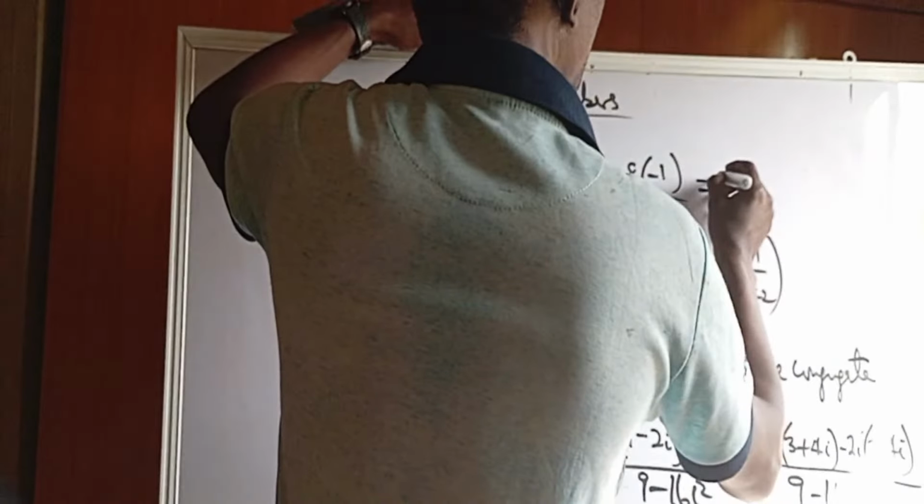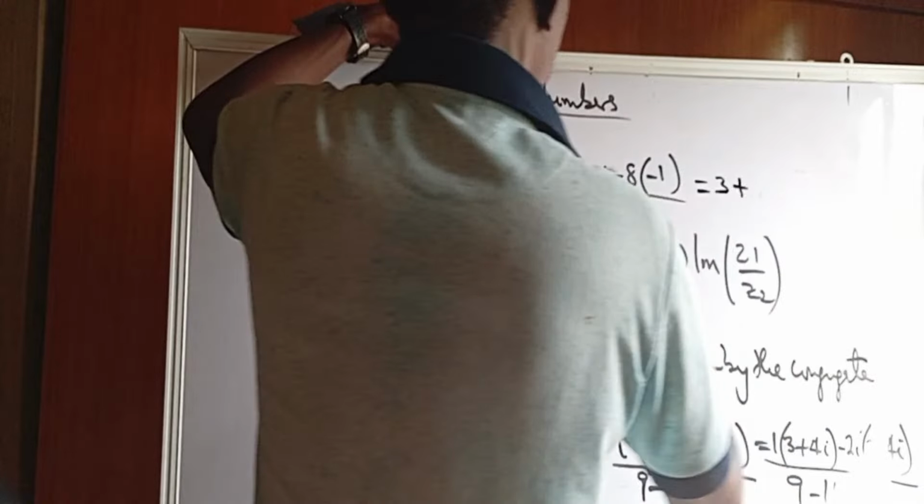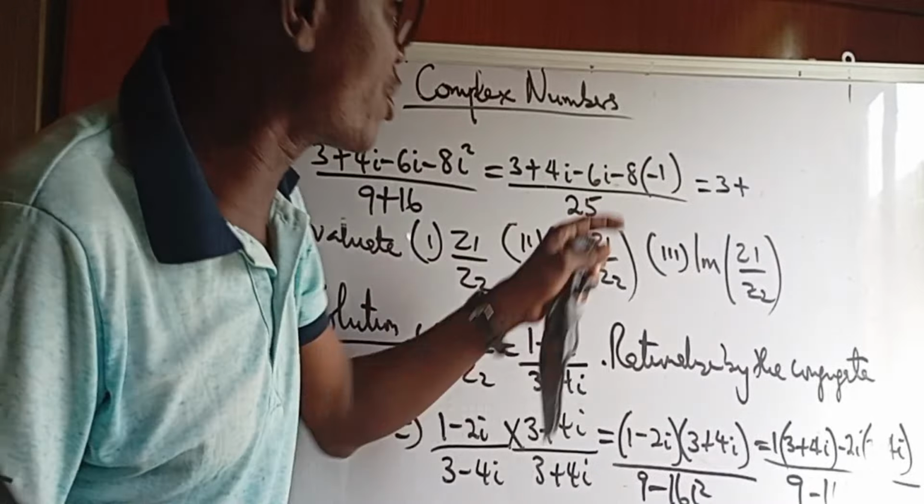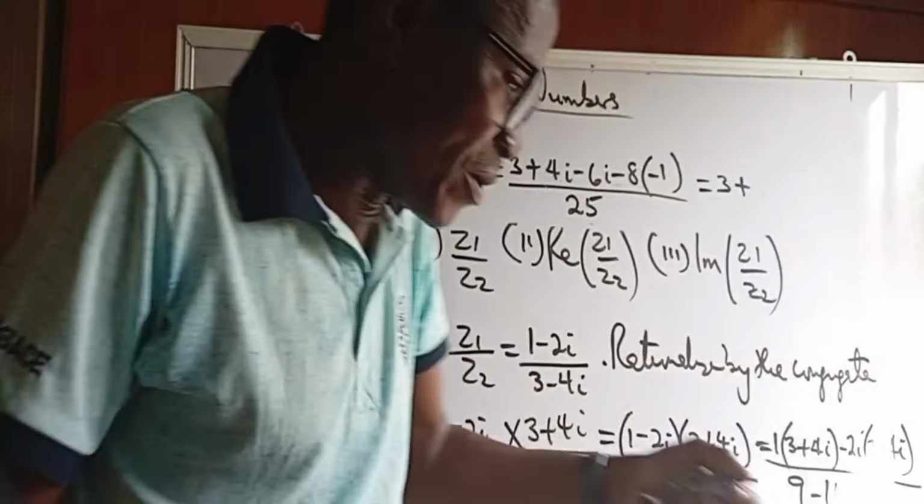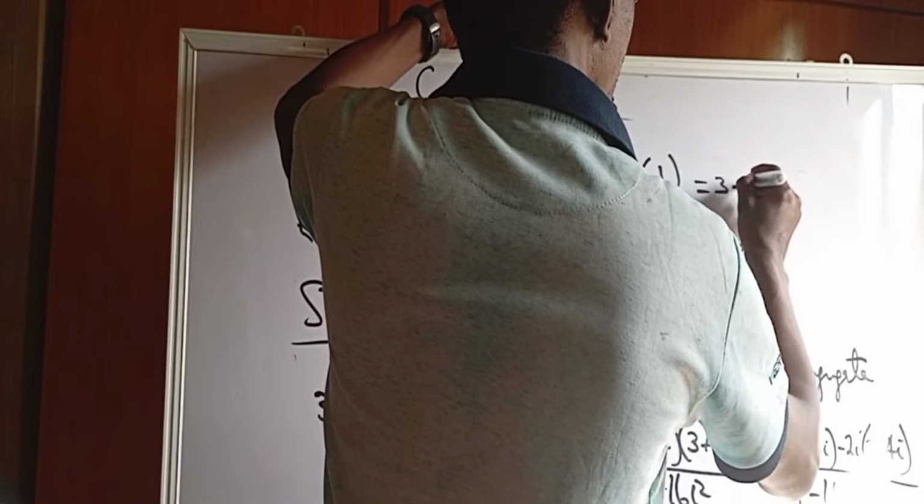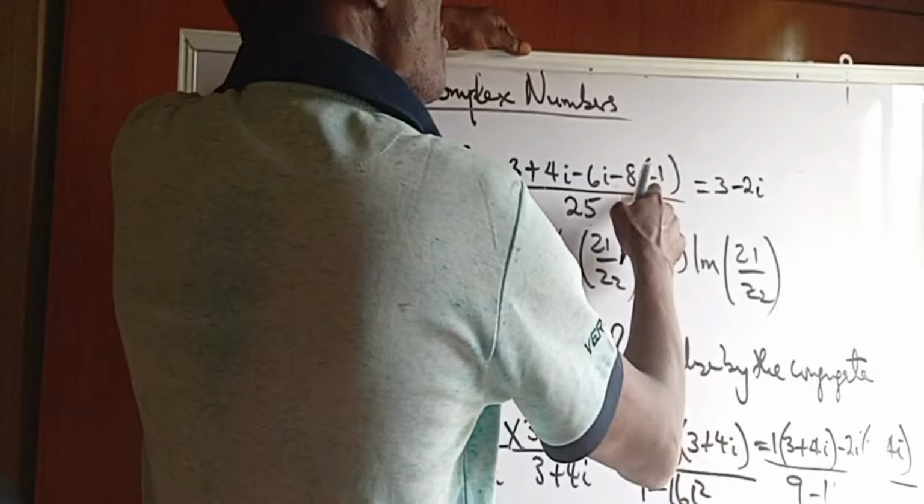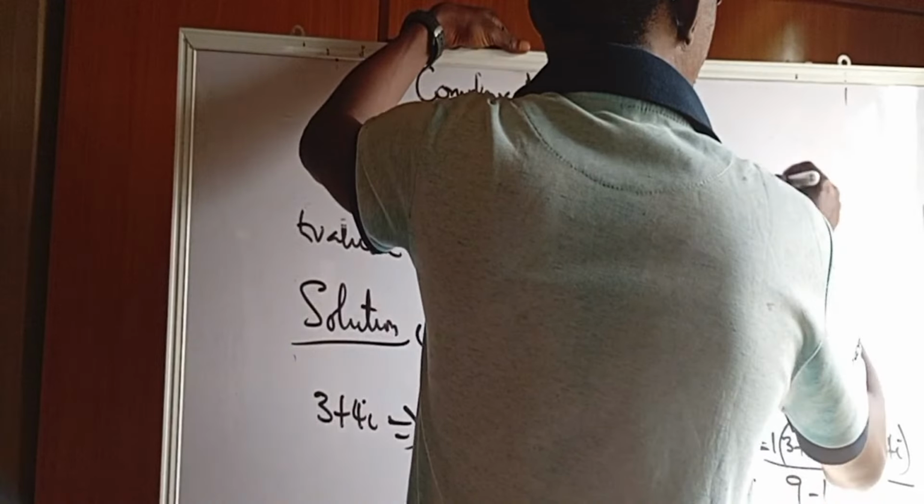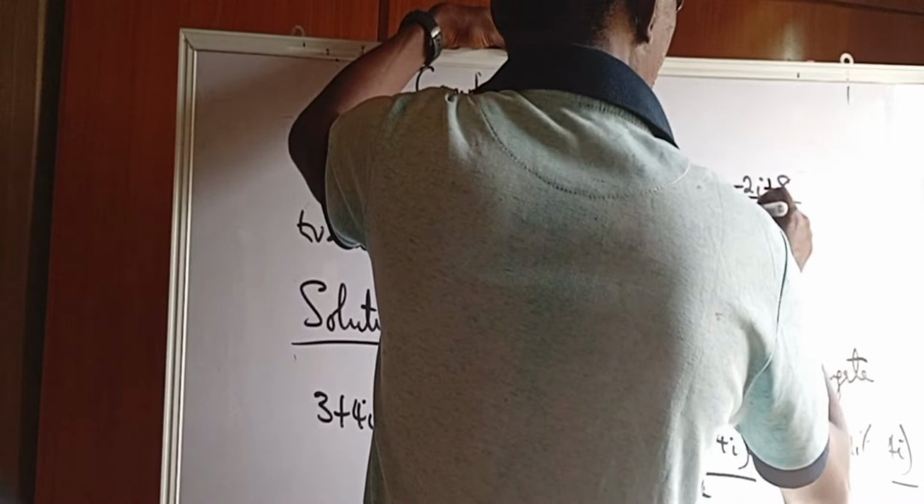We have 3 plus 4i minus 6i. It's like you are owing somebody 6 naira. So if you pay 4 naira out of the money you are owing, you are still getting what? A debt of 2 naira. So this is what? 3 minus 2i, good. 3 minus 2i, then minus 8 times minus 1. That's what? Plus 8, good, all over 25.